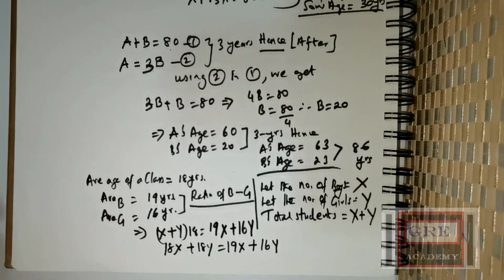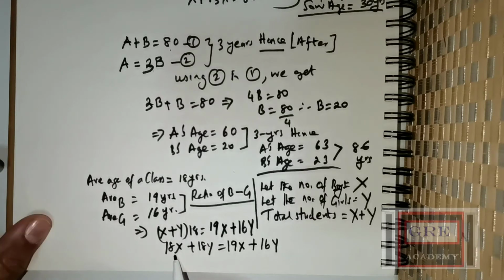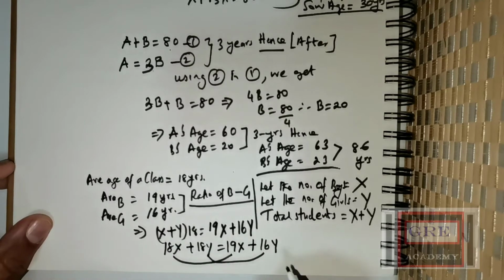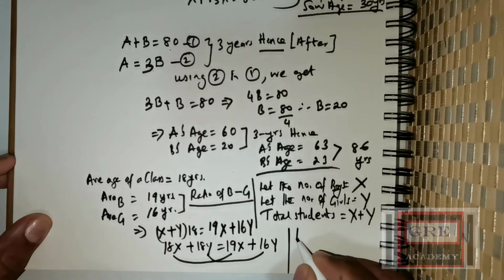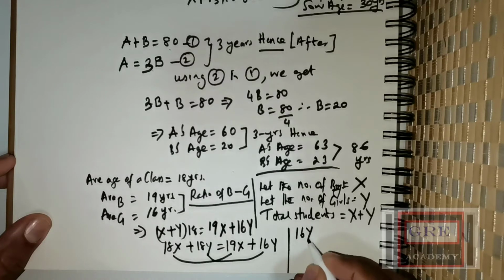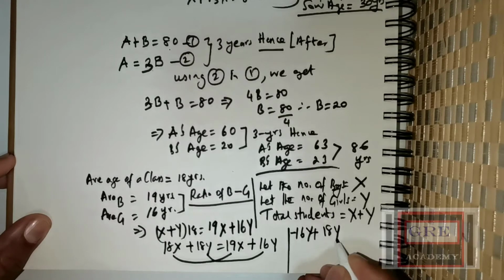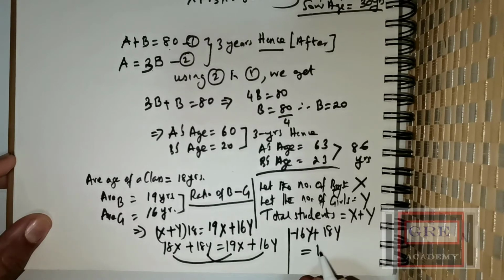Okay, so what I'm going to do is move the quantities, right? So I'm going to move X on this side and Y on this side. So that would give me negative 16Y, positive 18Y, this is on the left, is equal to 19X on the right, negative 18X.